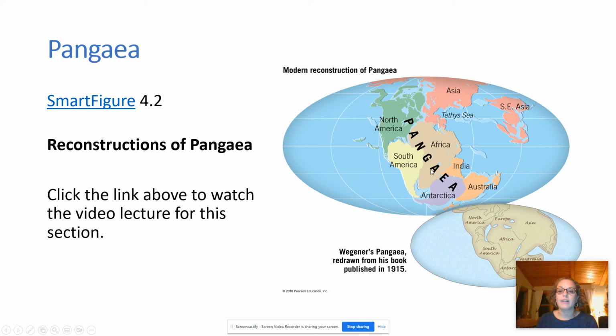I'm going to encourage you at this point to click on the smart figure for 4.2. This will take you to another mini lecture that covers the details that you need to know about Pangaea. You can access this smart figure through the course module. You'll see a place where you can download the PowerPoint file, but there are also links to the smart figure mini lectures that are embedded in here. You can either use those links or download this presentation file and click on smart figure 4.2. At this point, I would recommend pausing this video in order to pick up on the mini lecture on Pangaea. Really important notes in here.